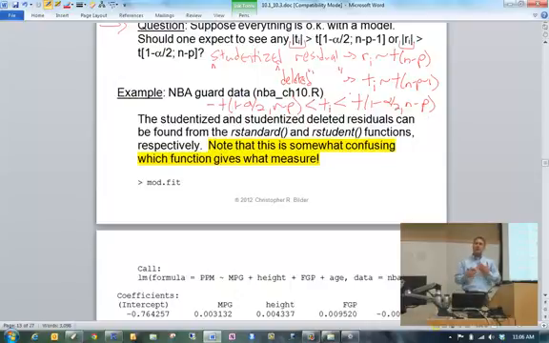Okay, so let's actually look at a numerical example with these types of residuals. To find a studentized residual in R, you can use the rstandard function. To find the studentized deleted residual, use the rstudent function. Note that this can be a little bit confusing if you're not totally paying attention to what these functions are doing.